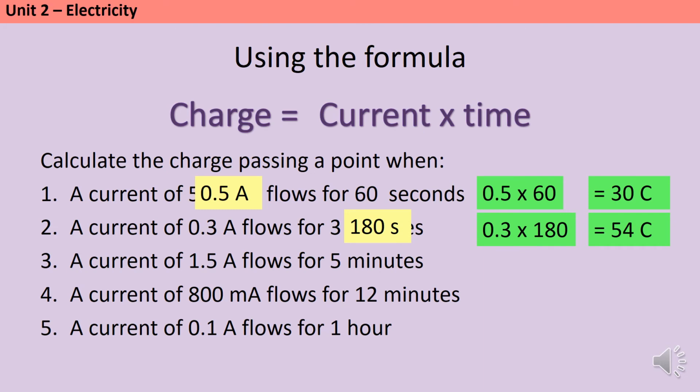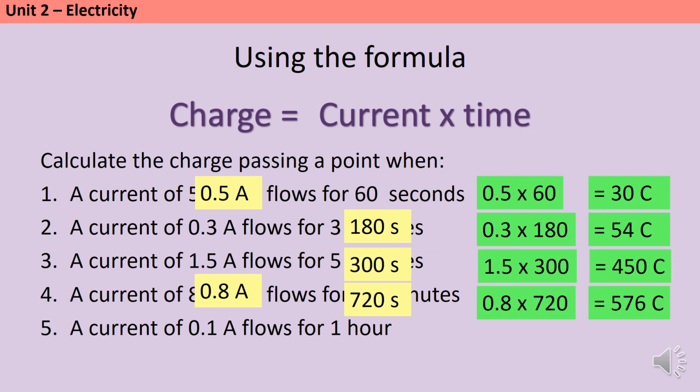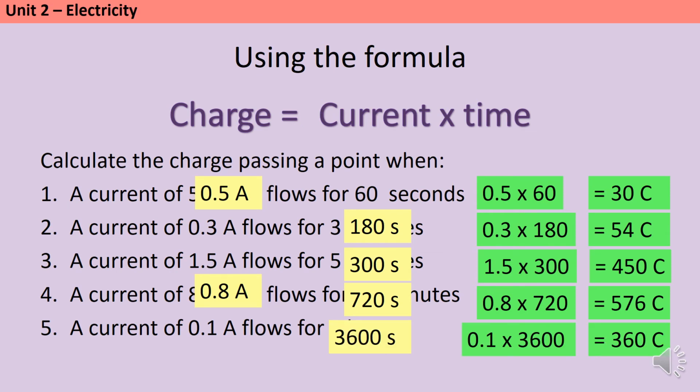In question number 3, it's the minutes that need converting again to 300 seconds, so that's 450 coulombs. In question 4, we need to convert both parts, so 800 milliamps is 0.8 amps, and 12 minutes is 720 seconds. If you multiply those together, you get 576 coulombs. Finally, we know that 1 hour is 3,600 seconds, so that gives us a charge of 360 coulombs.